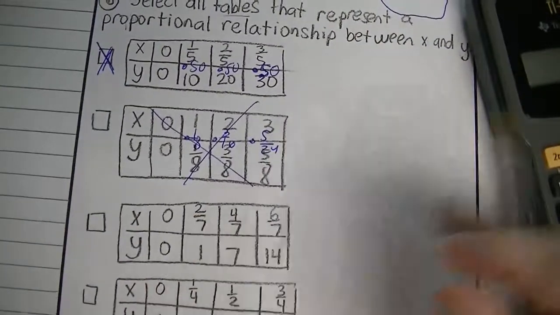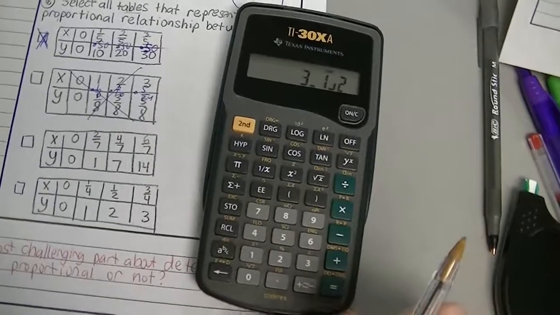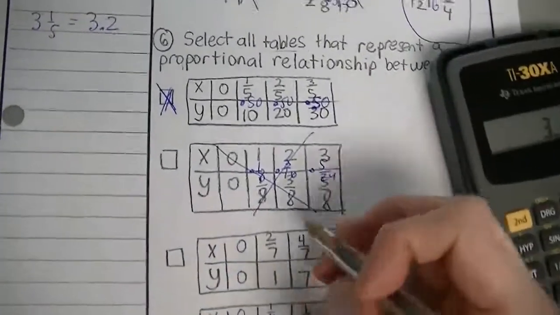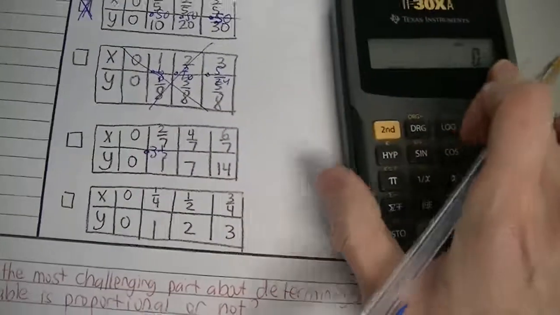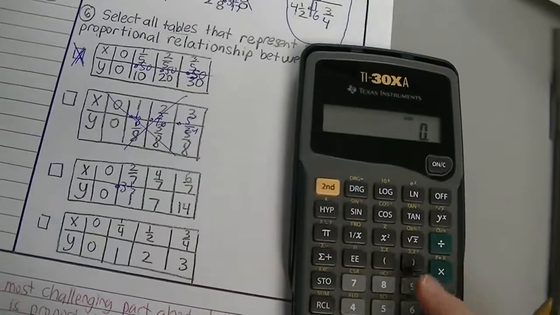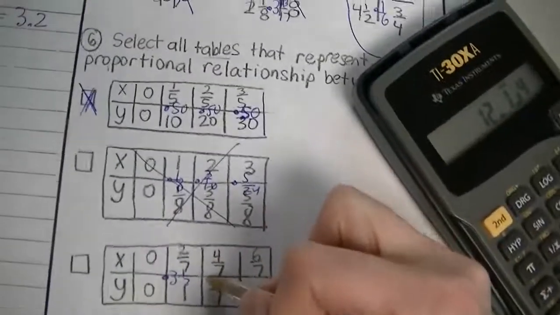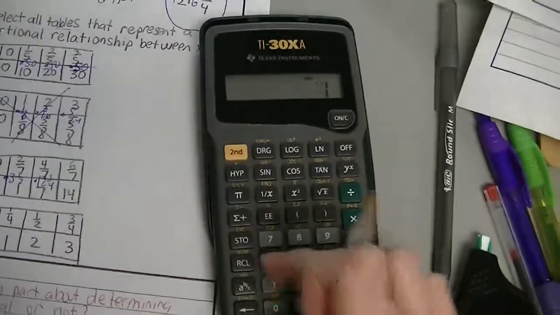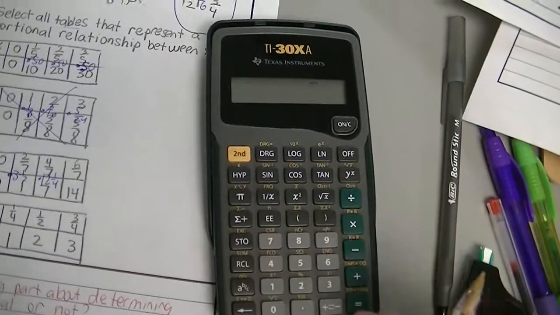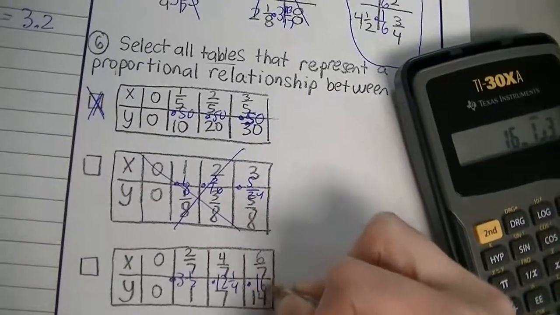Okay, right here, 1 divided by 2/7, because it's y divided by x. 1 divided by 2 fraction bar 7 is 3.5. So I times by 3.5. 7 divided by 4/7 is 12.25. And then 14 divided by 6/7 is 16 1/3. So yeah, that's totally not proportional.